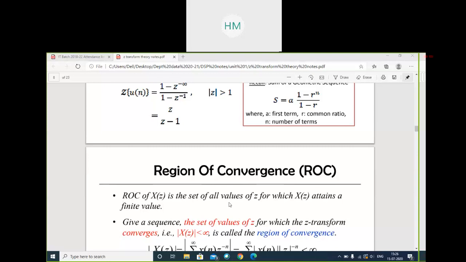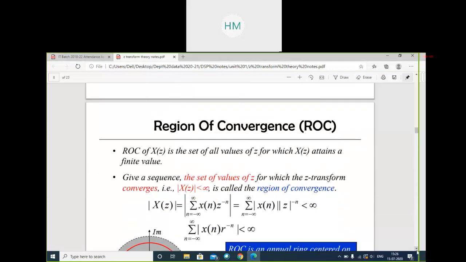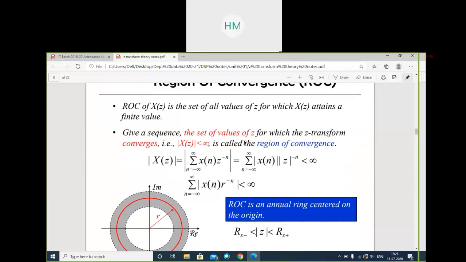ROC of X of z is the set of all values of z for which X of z attains a finite value. Given a sequence, the set of values of z for which the Z transform converges, because if it is infinite, it won't converge. So for finite values of the Z transform, ROC will be plotted. So that is mentioned over here. Magnitude of X of z less than infinity is called ROC. Students, is it properly audible? Is my voice clear?